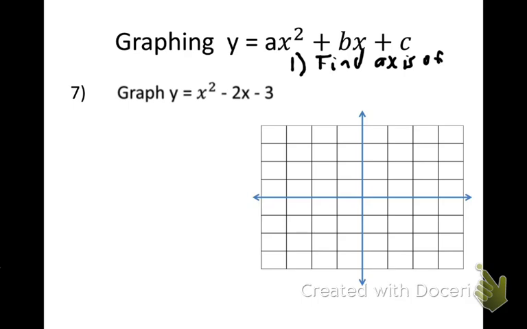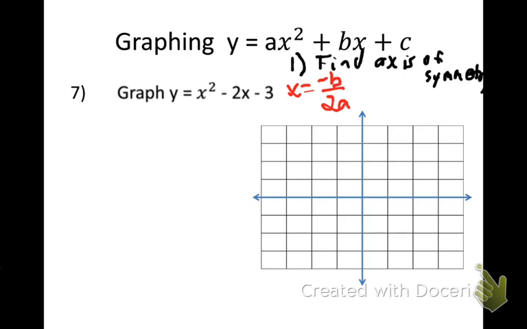Let's see here. Find the axis of symmetry. How do I find the axis of symmetry? What special formula do I need? Is it the big one? X equals negative b over 2a. Nice job. So I need to find my axis of symmetry.